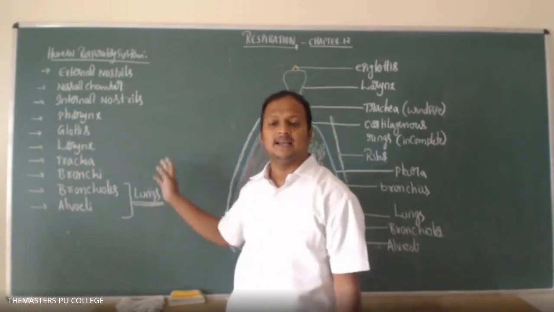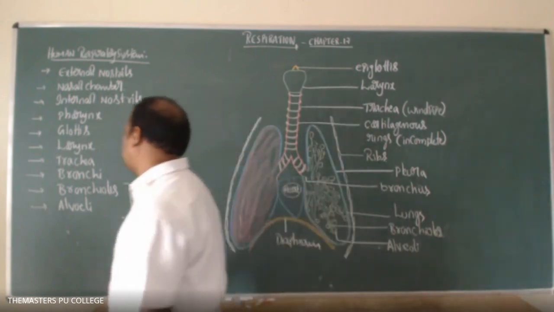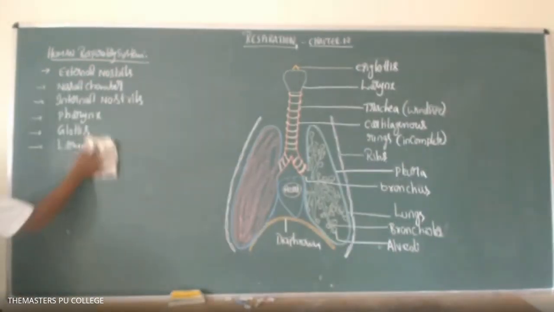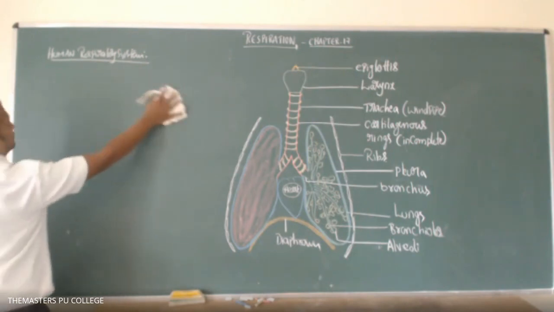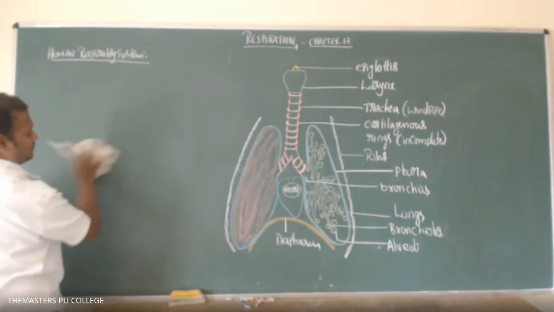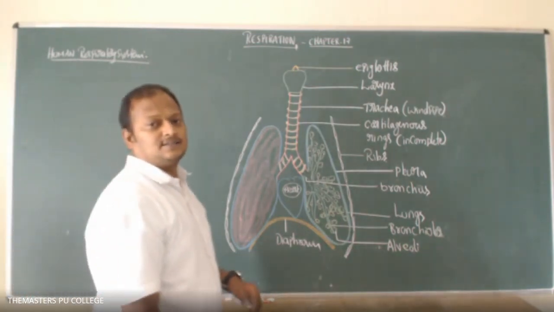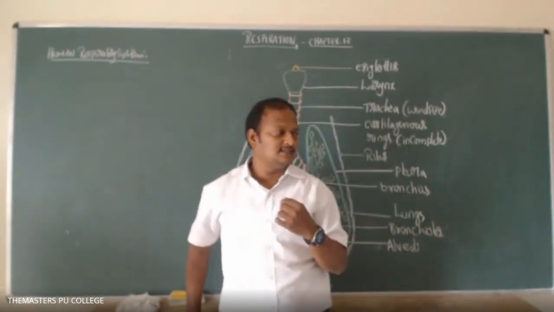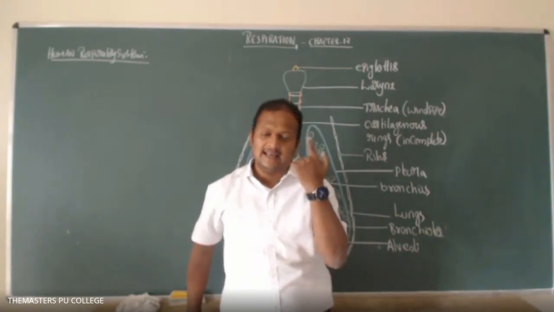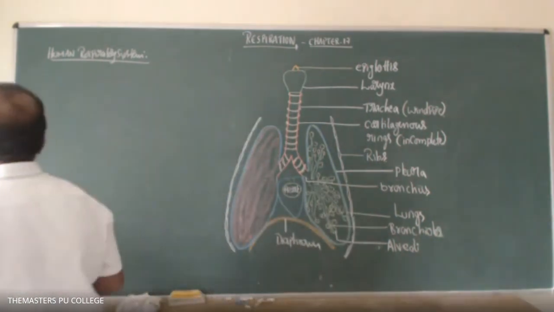Yes, sir. Okay. Now let us discuss each and every part. What is the function, structure and location? Right. So the nose consists of two different types of parts majorly. One pair of external nostrils is presented and the nasal chamber is presented. So external nostrils and the nasal chamber.